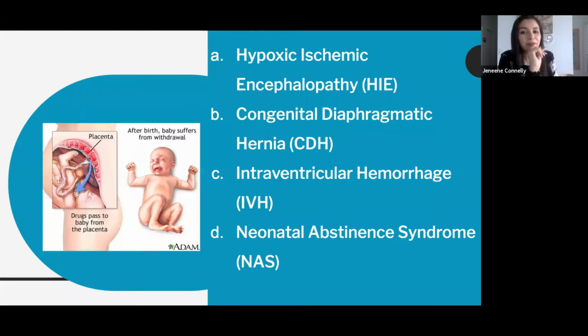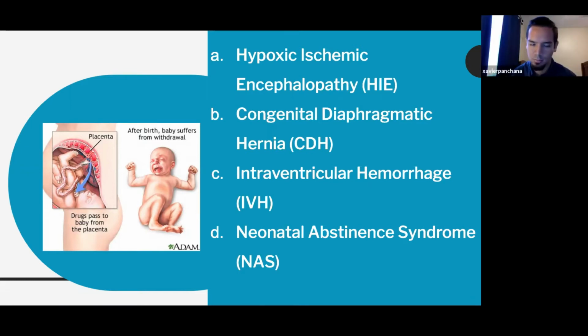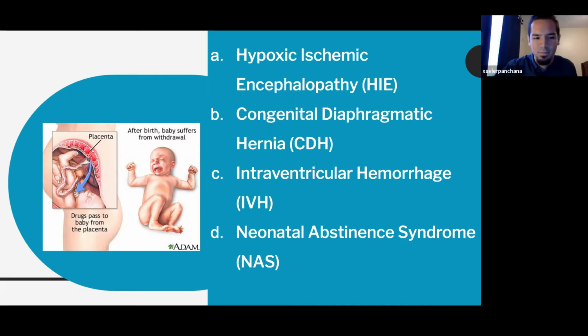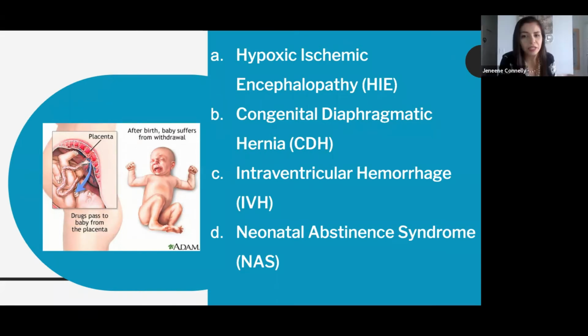Just by process of elimination, it's definitely not encephalopathy, because hypoxic ischemic encephalopathy is normally with the head. Congenital diaphragmatic hernia, we don't see anything in the diaphragm area, so that can't be it, right? No, it's not that. Intraventricular hemorrhage, I would have to say, because the baby's suffering from withdrawal, it'd be neonatal abstinence syndrome.